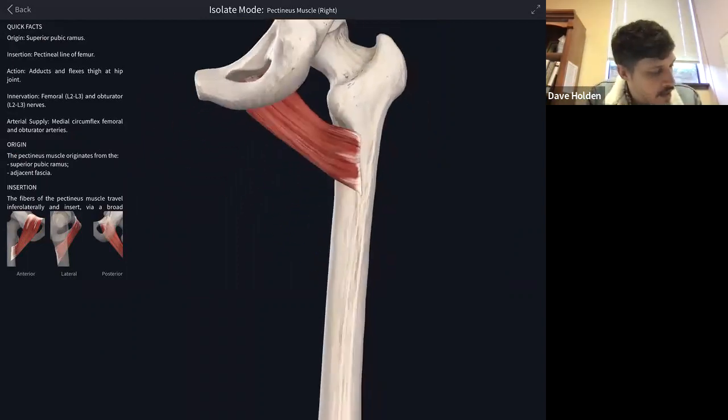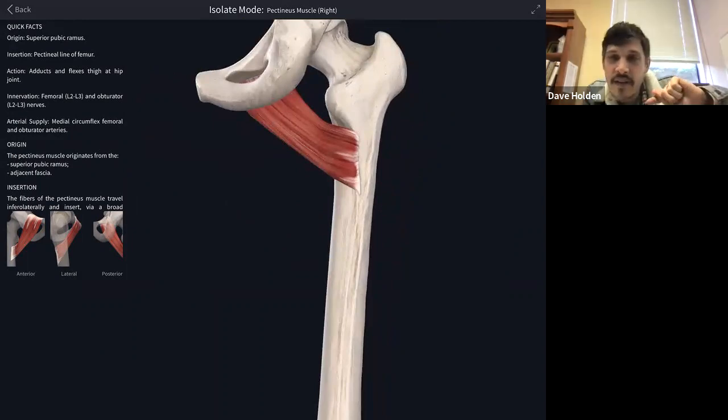But that medial lip of the linea aspera just keeps going up. At a certain point, we are the ones that change the name to pectineal line. The femur does not care what we call it. It's the same ridge that runs along the bone. We are the ones that just decide, okay, this part we call medial lip of the linea aspera. This part we're calling the pectineal line.